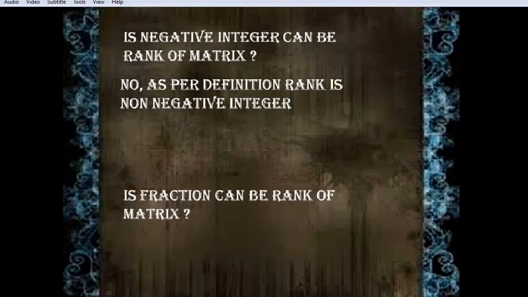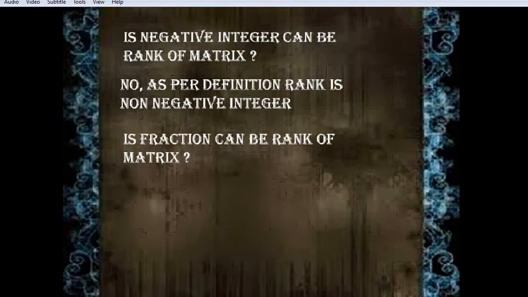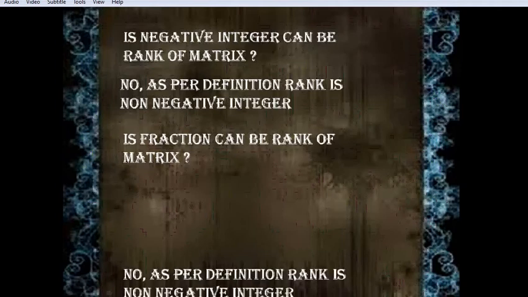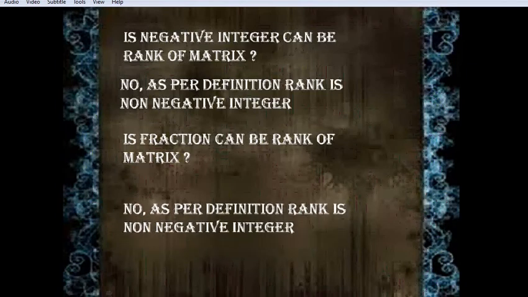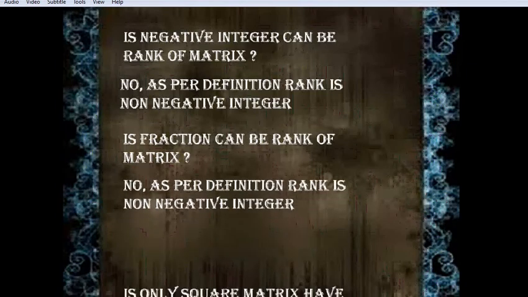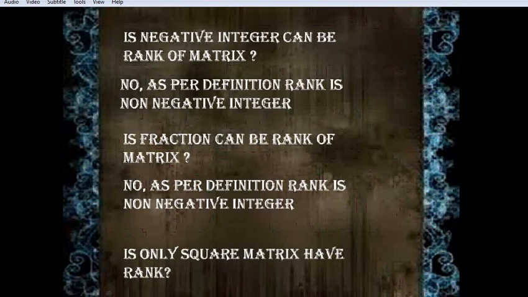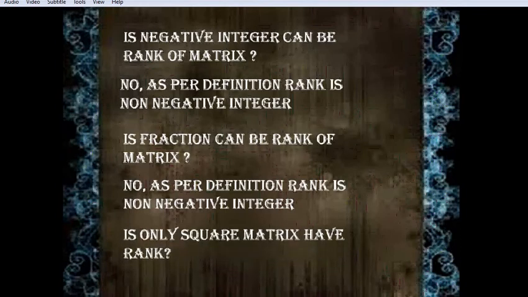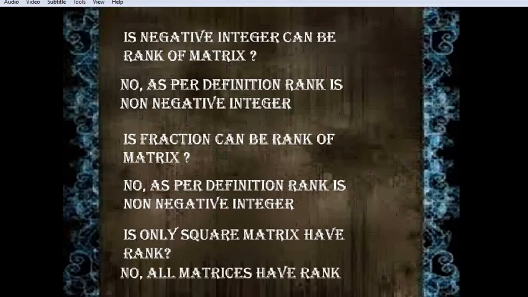Can a fraction be the rank of a matrix? No, because the rank is a non-negative integer. Fractions are not integers, so it also cannot be the rank of a matrix, as per the definition. Does only a square matrix have a rank? No, all matrices have a rank, but we can find minors only for square submatrices, and according to that we can decide the rank of the matrix.